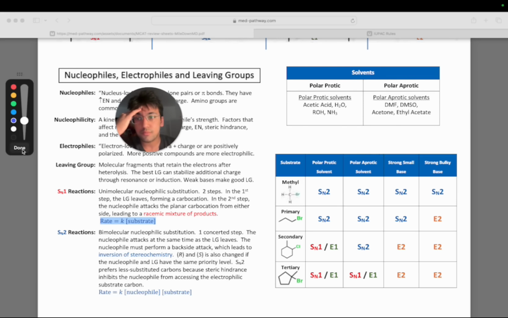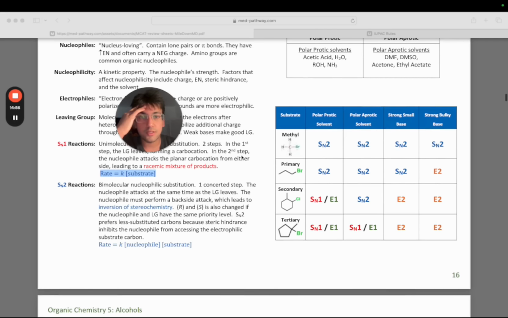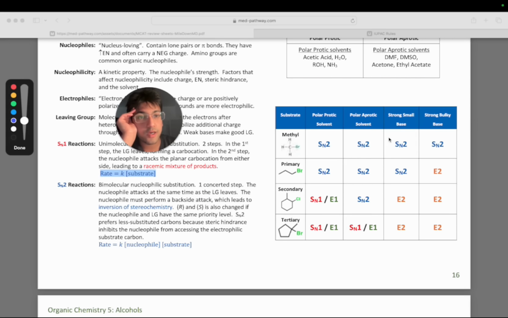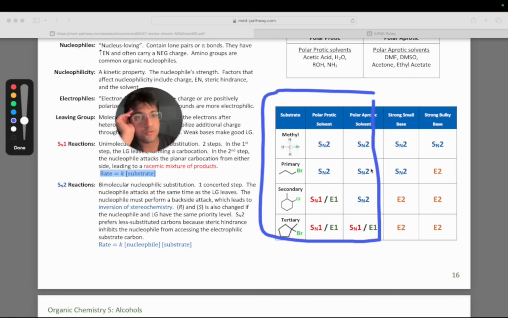All right, now we have to talk about this chart, and this chart is the highest yield thing on this page. It's very important that you understand this chart. You don't have to memorize it, but you do have to understand it. I think these two columns, everything right here should make sense so far based on what we've talked about.